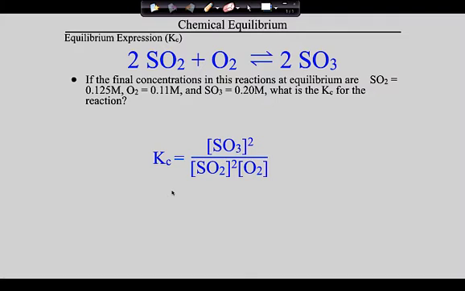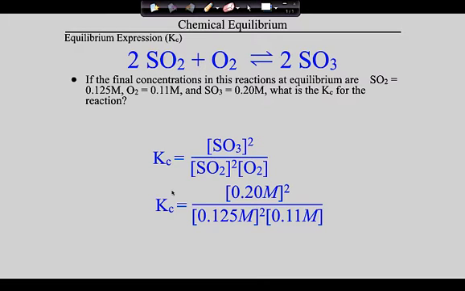So in order to do that, what have we got to do? Just plug in the molarities. So guys, what is the molarity of SO3? 0.2 molar. The molarity of SO2 is 0.125 molar. The molarity of O2 is 0.11 molar. So guys, all we got to do is plug in the numbers.